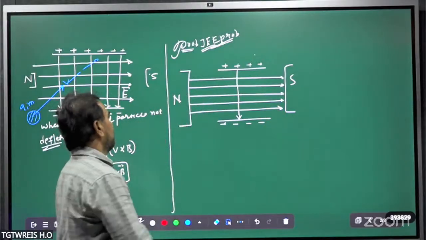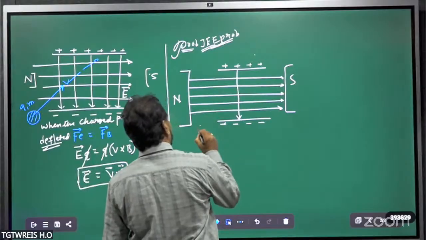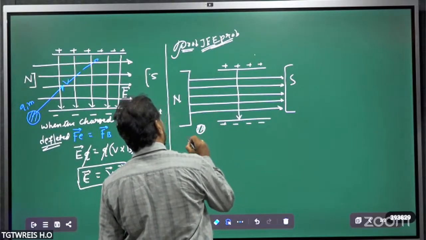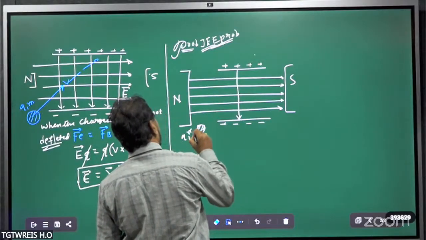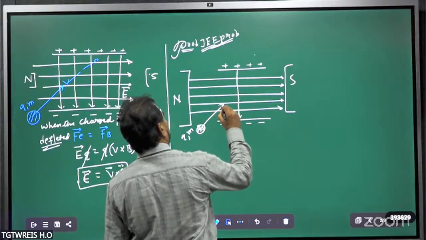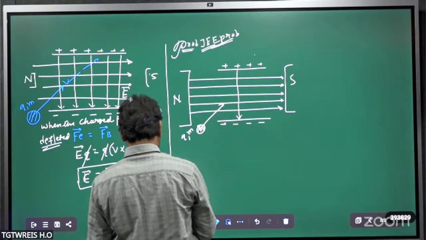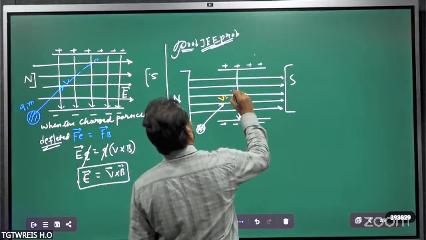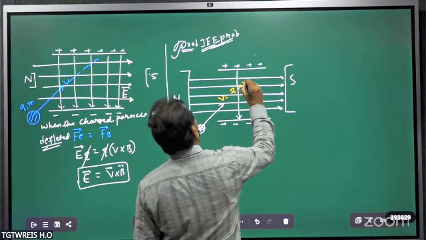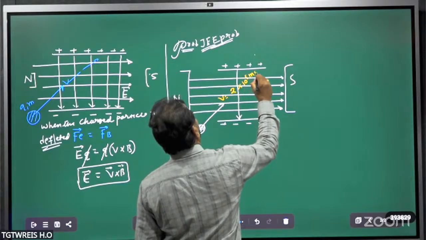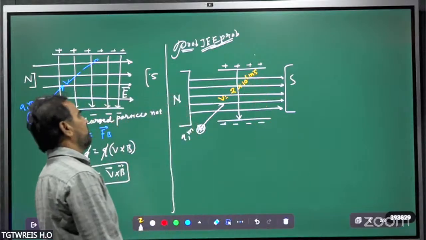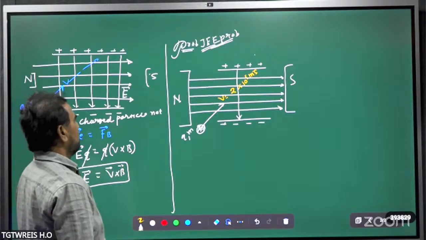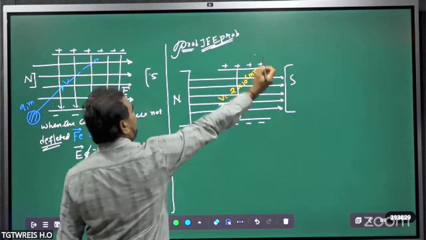Okay, a charged particle of charge q, with mass m, is projected with a velocity of v equal to 2 into 10 to the power of 5 meter per second. Then the charged particle is moving along this direction.